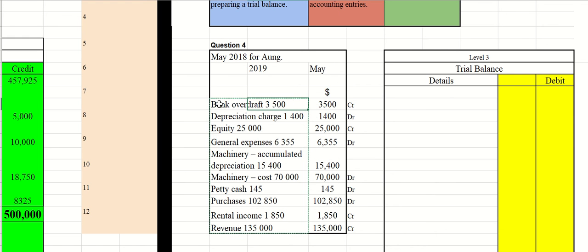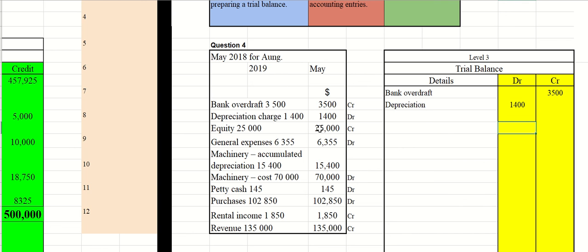Okay, let's take it one by one. The first one is bank overdraft. And the amount of bank overdraft goes on the credit side. This is your debit side and this is your credit side. Please make the changes. 3,500. Depreciation charge, 1,400. It's an expense, therefore debit.